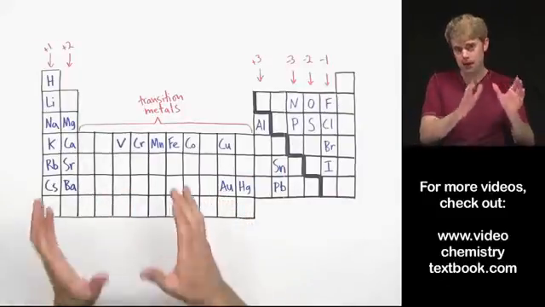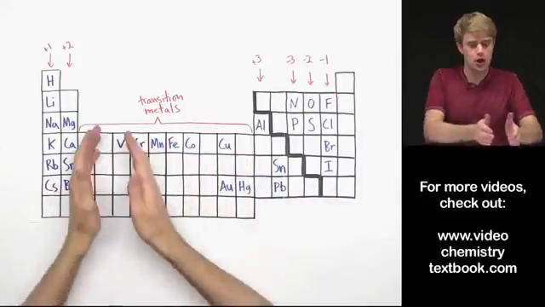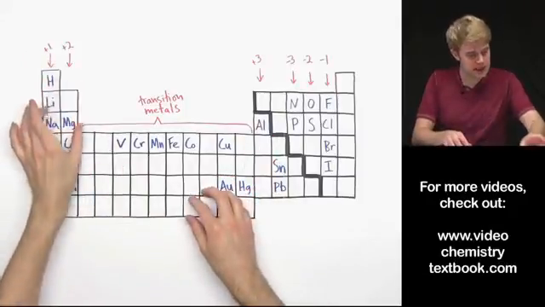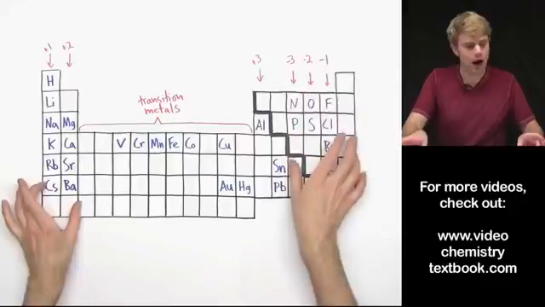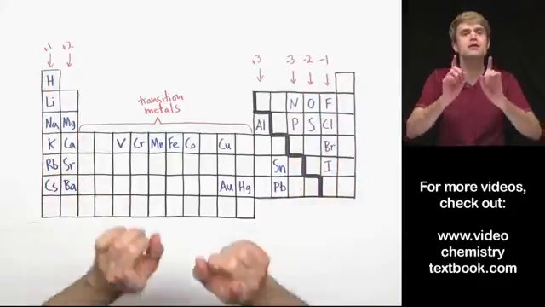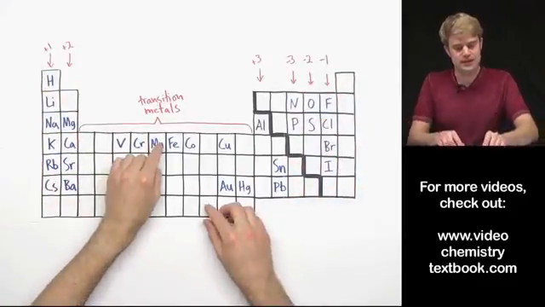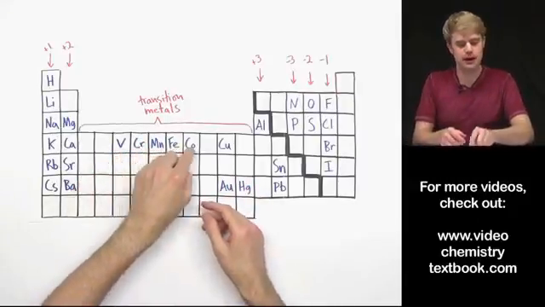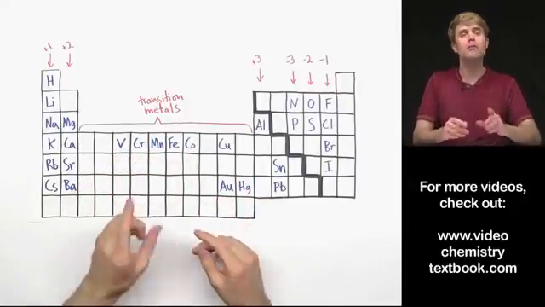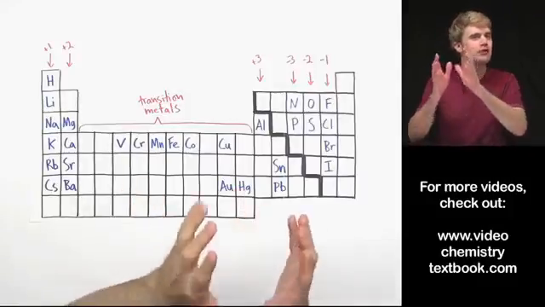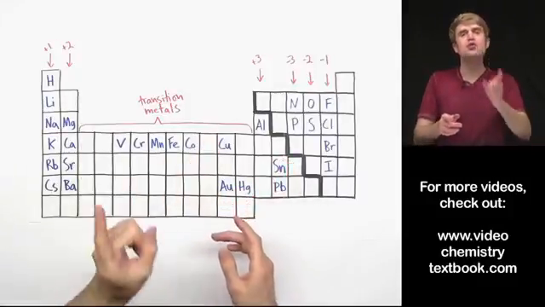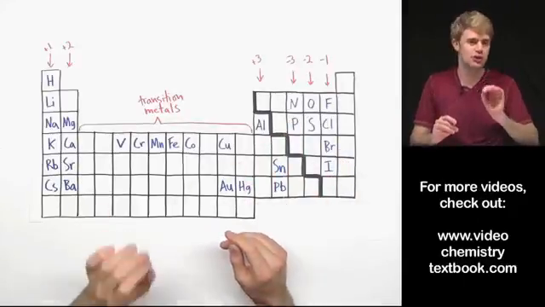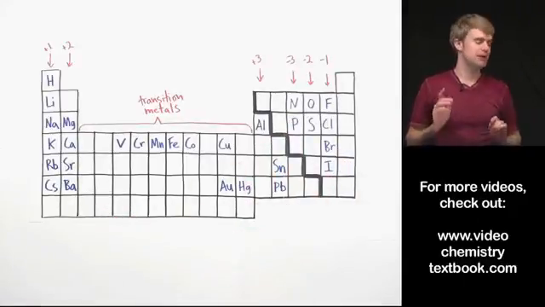Now, for ionic bonding and ionic formulas, transition metals are a little bit different from the elements here and here on the periodic table. This is the reason why. Many of the transition metal elements are able to make more than one type of ion, and each one of these types of ions has a different charge. Let me show you what I mean by this.